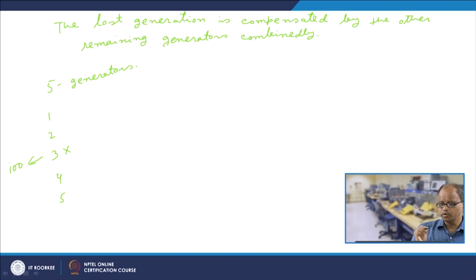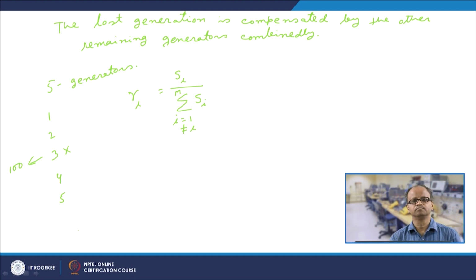So, what we define is some quantity called gamma L, which is given by, actually what we do is distribute them according to the amount of real power which they have been generating. Or rather we also sometimes do it through their MVA. So, here what we can do is S L divided by the sum total of S I, I is equal to 1 to M, not equal to L.